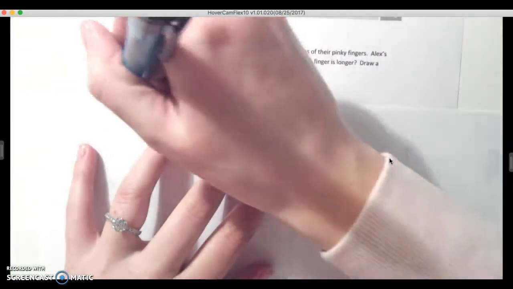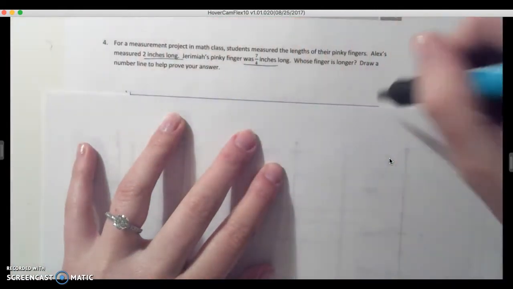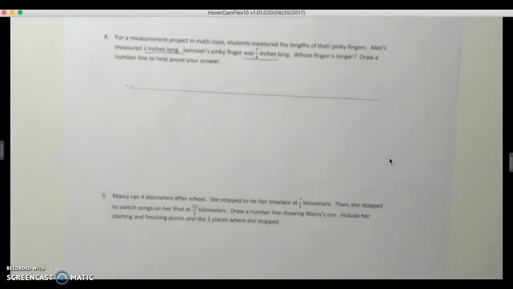And I'm going to use this paper to draw my number line just because I like them straight. So there's my number line, and I'm still going to have to label it. You guys need to get focused there.